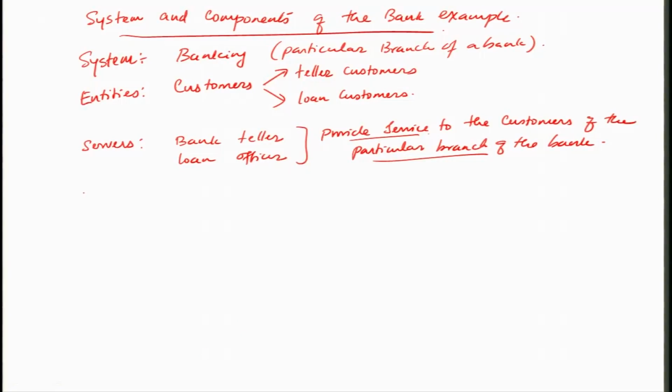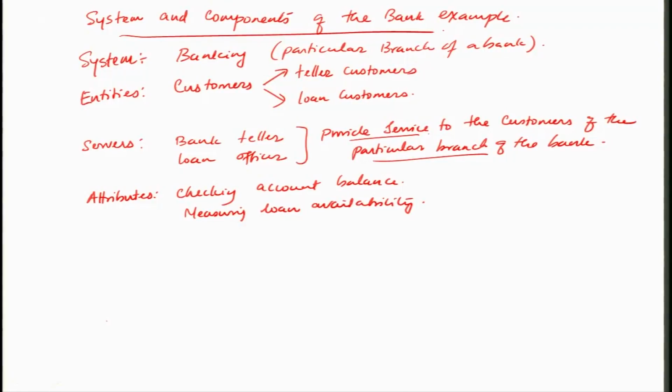Then some of the attributes of the entities can be thought about: checking account balance, okay, measuring loan availability, okay, verifying bank transaction. So, there are many attributes that you can think about.